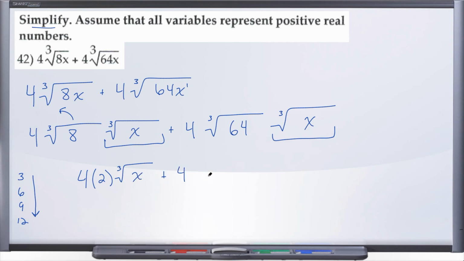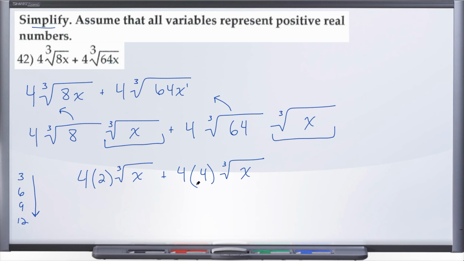And then plus 4. And now our good stuff radical again, we want to know, well, what is the cube root of 64? This is going to come out as something nice, clean, and clear without any radicals. And again, using that power reference sheet, you'll see that the cube root of 64 is 4. And then we'll rewrite our bad stuff radical.